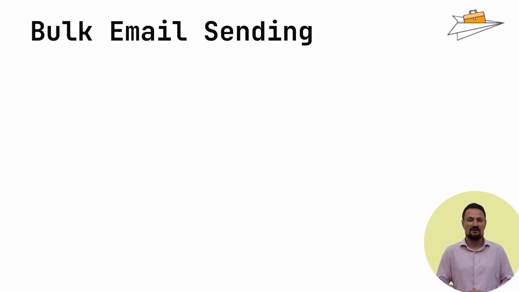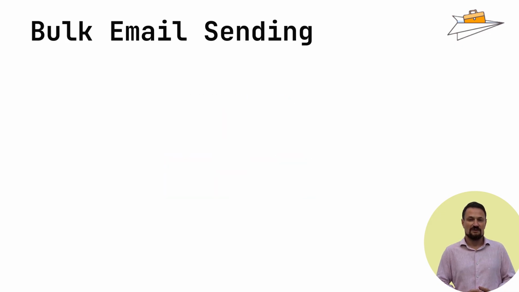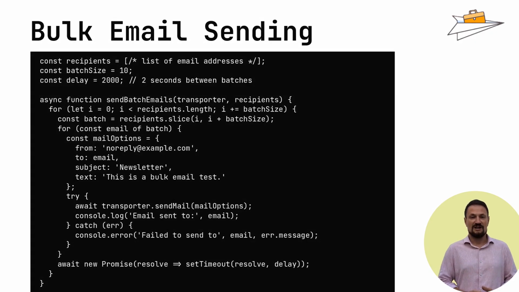Including many addresses in to, CC, or BCC isn't always a good idea, especially with SMTP. Most SMTP servers limit the number of messages you can send per minute. If you hit the limit, your messages might be delayed or blocked. To avoid problems, send emails in batches, a few at a time, with short intervals between each batch.